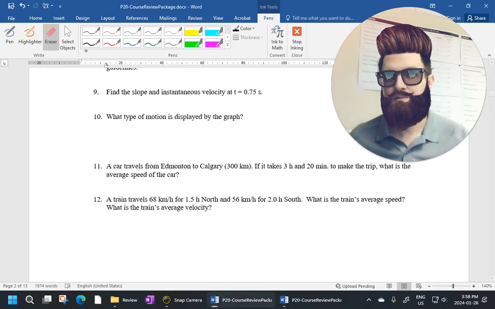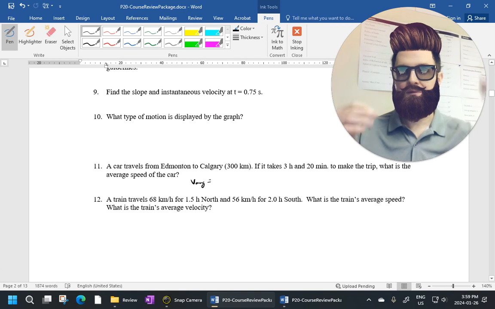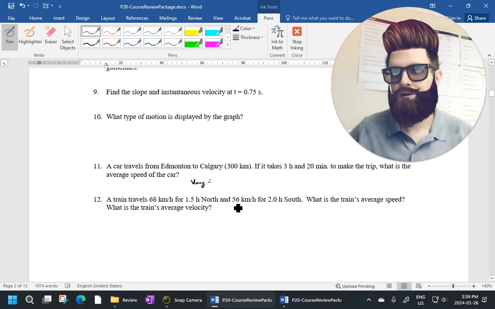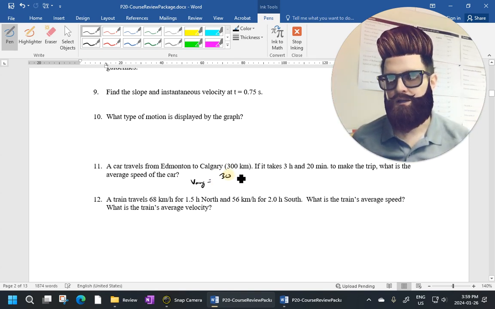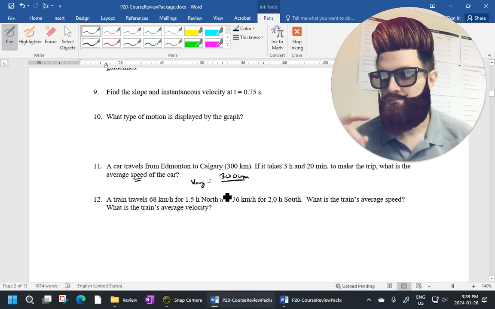But to find that average speed, you take your total distance traveled divided by the total time. If you're going from Edmonton to Calgary, you're going south, I guess. Well, you can go 300 kilometers here. So it's speed anyway, so I don't have to worry about direction, right? And we're going to divide it by the time.